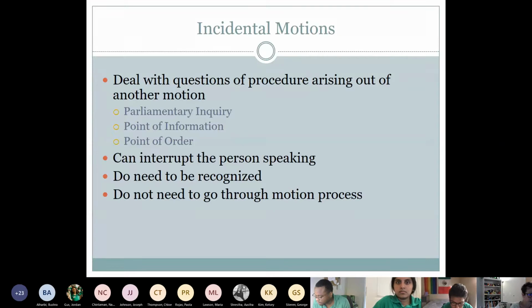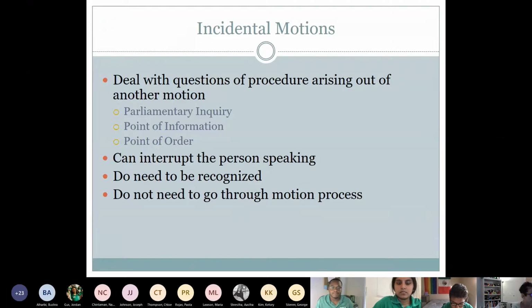Most, including these 3 motions, do not need a second and are not debatable. So that means we don't have to go through the whole long process just for you to be recognized and actually get your point across. Now, there are other incidental motions, which you can see on your cheat sheet. And again, it says whether they can interrupt a speaker, whether they need a second, if they're debatable, and if applicable, what the vote count would be for each of these motions.